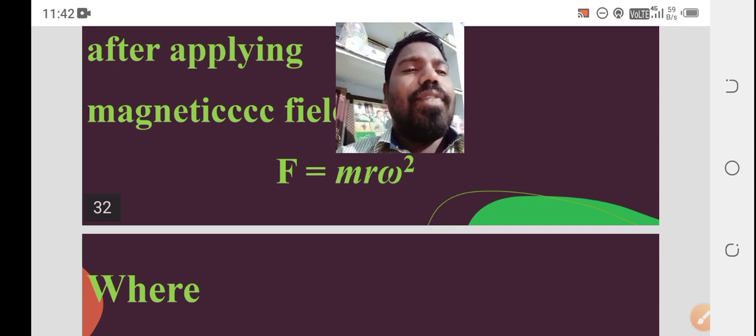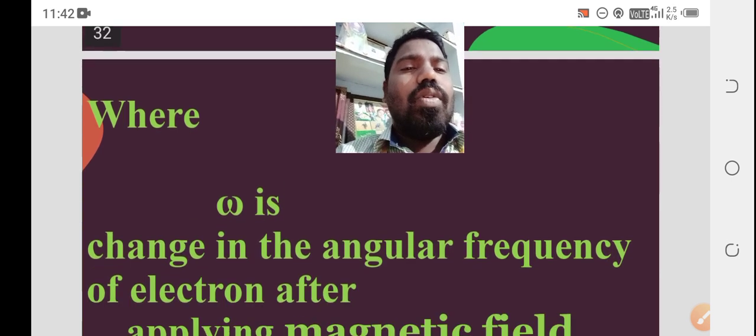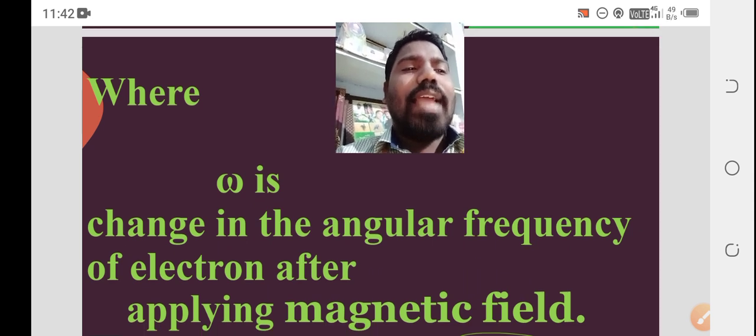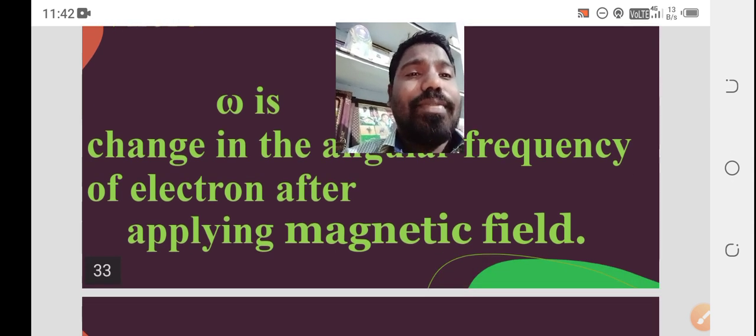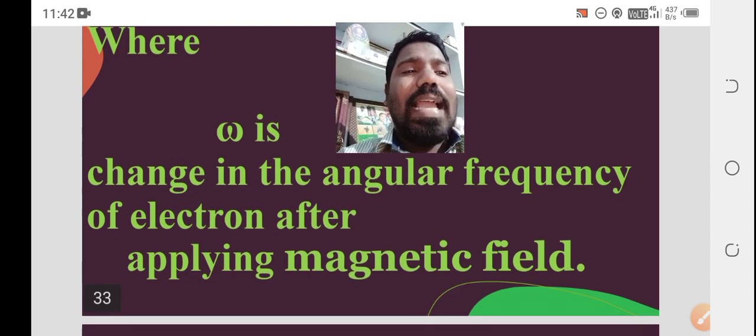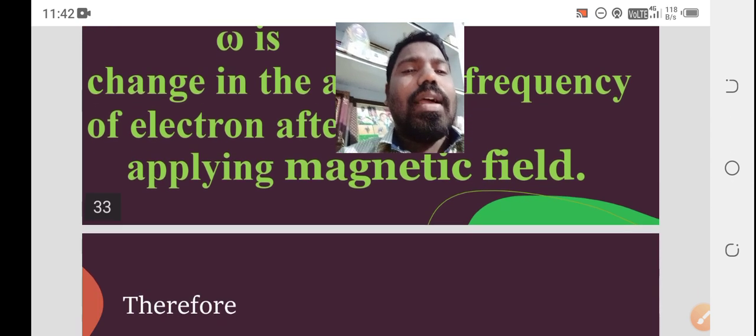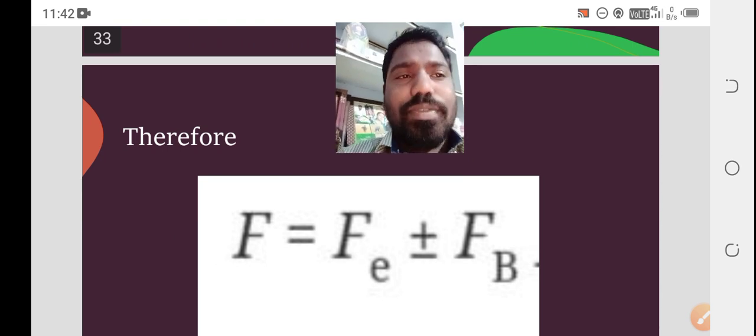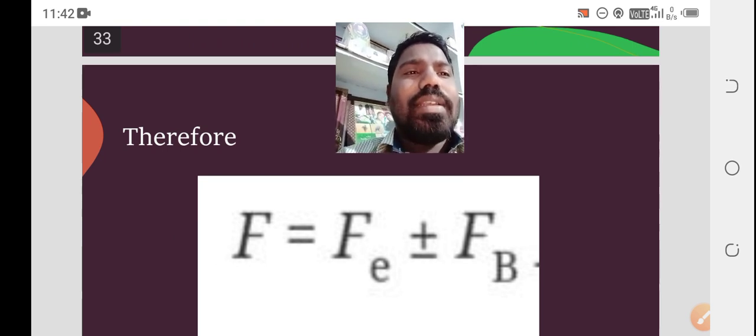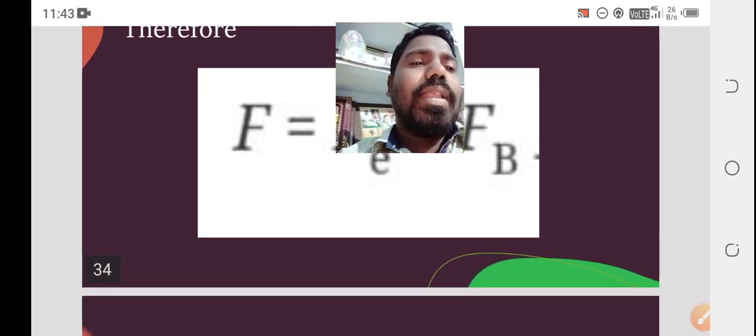So here F equal to mr omega square, where omega is the changed angular frequency of the electron after applying the magnetic field. Therefore, the net force on the electron revolving in a consistent manner is F equal to Fe plus or minus Fb.